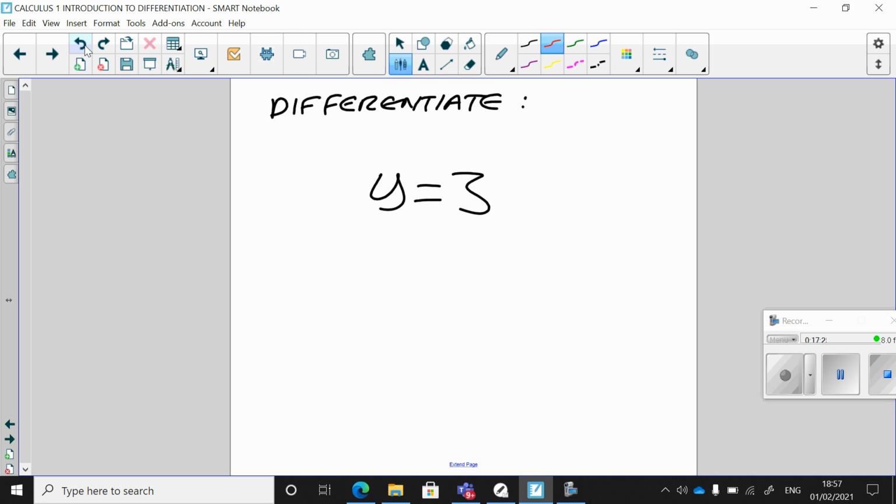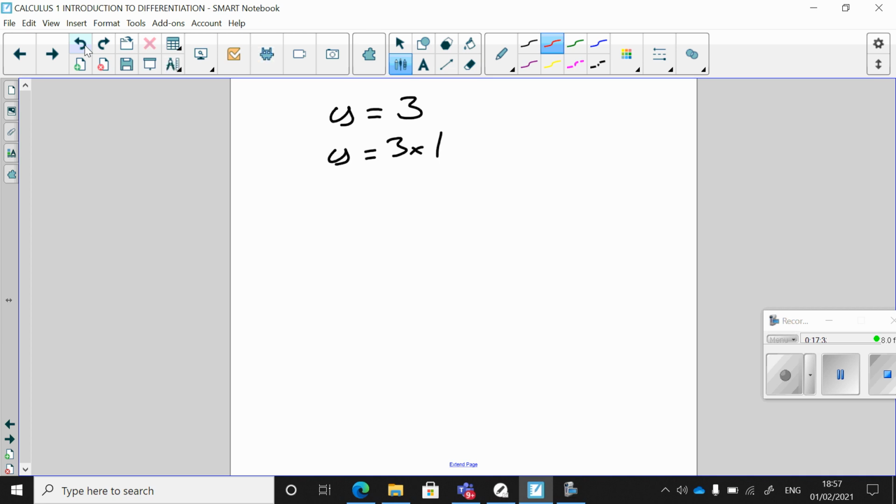Well, this one here, what's this? Differentiate y equals 3. There's not an x in sight. So it has to fit the format. We need y equals ax to the n. So y equals 3 is 3 times 1. But hopefully you remember a few pages back that we express 1 in terms of x, which is x to the 0. So now this fits the format ax to the n.